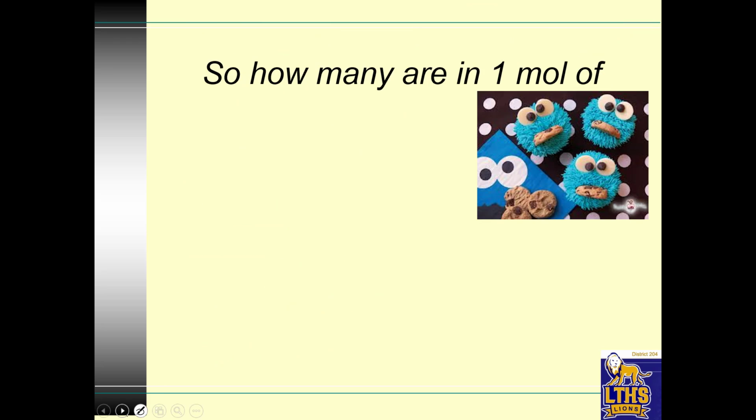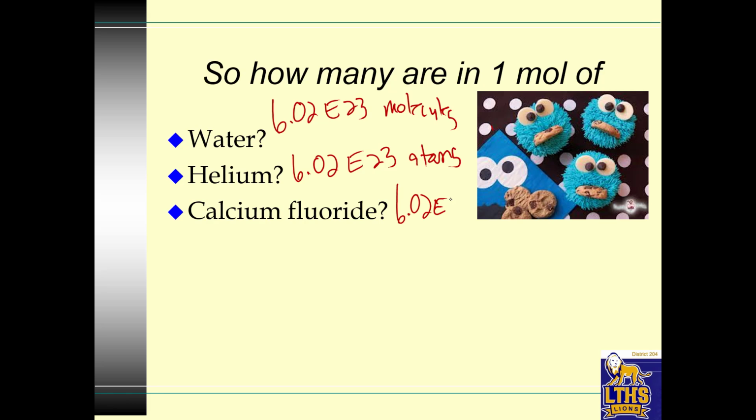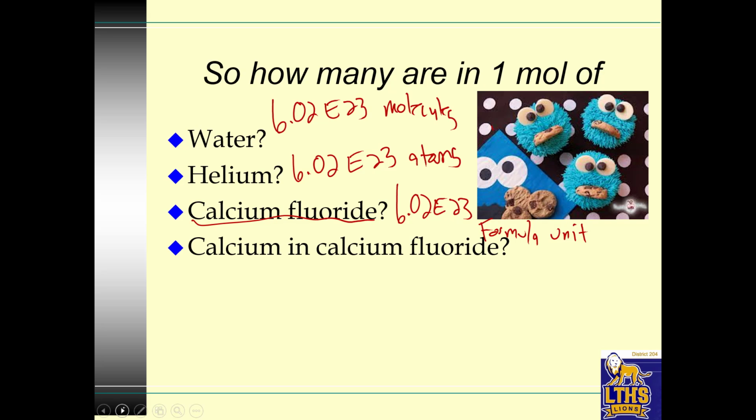So how many are in 1 mole of water? 6.02 E23 molecules. Helium, 6.02 E23 atoms. Notice how we changed what they are a little bit because helium's an atom and not a molecule. Calcium fluoride, 6.02 E23. Now, if it's an ionic compound, remember they're a network, so they are a formula unit. You don't really need to know the difference between these, but I like to be chemistrically correct.